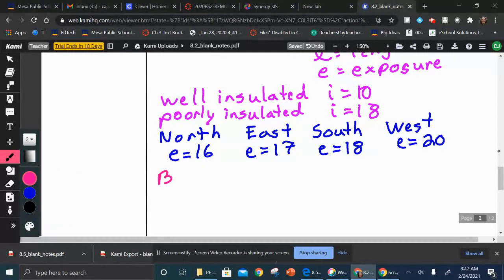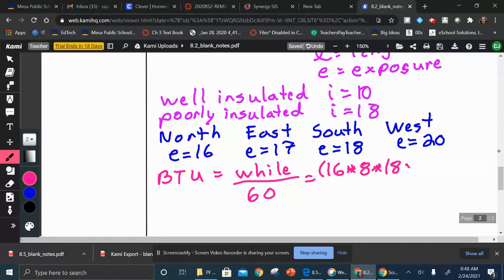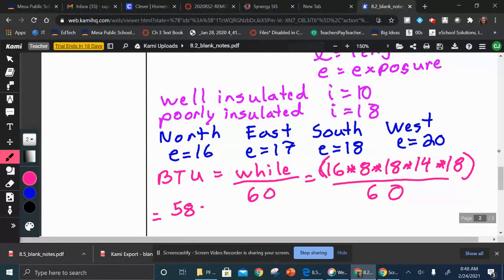So we have BTUs, so we have W times H times I times L times E over 60. So let's do an example, everybody. So we have 16 times 8 times 18 times 14 times 18. Remember, everybody, to do parentheses, and then we divide it by 60. So we multiply that all together, and then we're going to divide by 60.